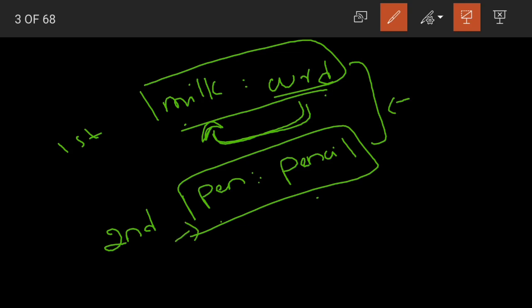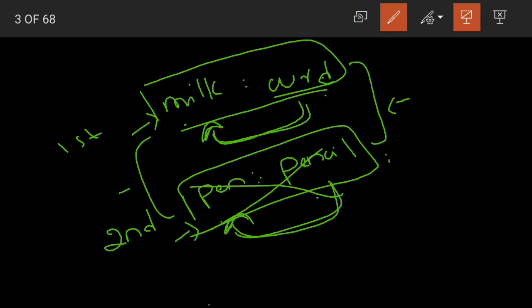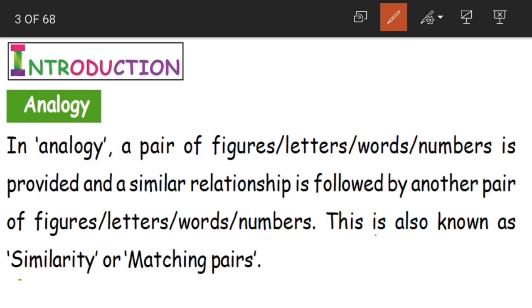But do they follow the same relationship as milk and curd? Do we get pencil from pen? No, we will not get pencil from pen. So this will not be an analogy. Why? Because these two pairs of words are not following the similar relationship. Understood children? The relationship should be the same between both the given pairs of numbers or letters or words. The first pair and second pair both should have the similar relationship. It is also known as similarity or matching pairs.